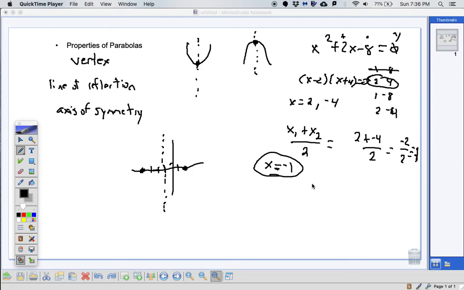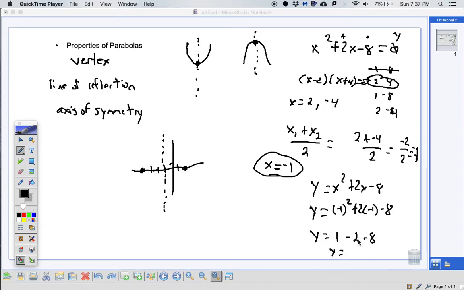So here's my equation. Y equals x squared plus 2x minus 8. And I want to find what y is when x is negative 1. So we're literally going to plug it in. So we get y equals, and instead of x, I'm going to put negative 1 squared plus 2 times, again, instead of x, we're going to put negative 1 minus 8. And now we're going to just do a little bit of arithmetic. Negative 1 squared, or negative 1 times negative 1, is 1. 2 times negative 1 is negative 2 minus 8. And if you follow along, 1 minus 2 is negative 1, minus 8 more is negative 9.